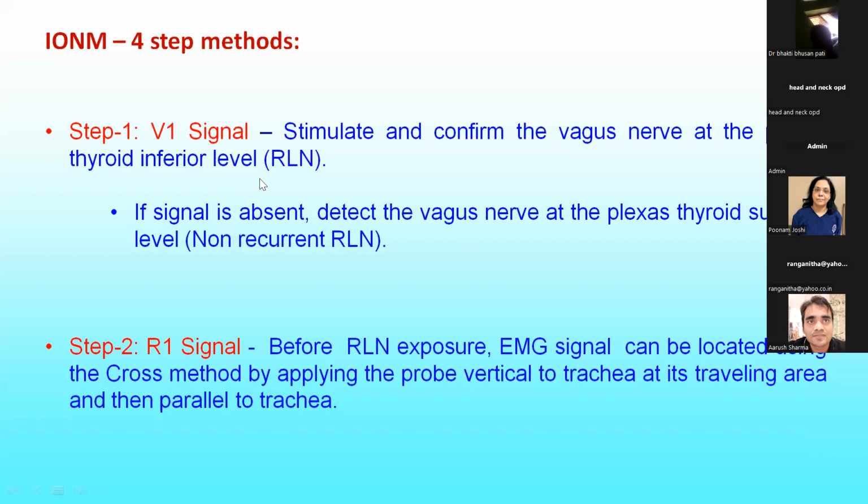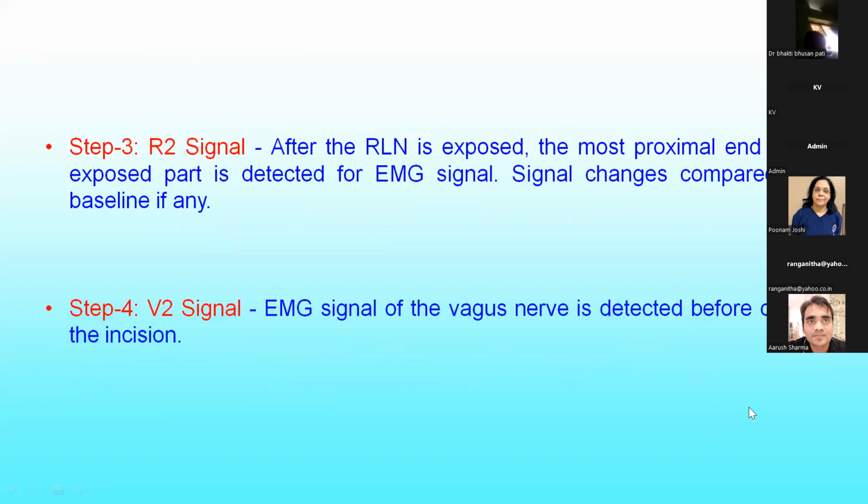Once we have done that V1 signal, that is the vagus, we have to do the recurrent R1. So before exposure, the EMG signal can be located using the cross method by applying the probe vertical to the trachea at its traveling area and then parallel to the trachea. And followed by the R1 signal. So step 3 is actually the R2 signal.